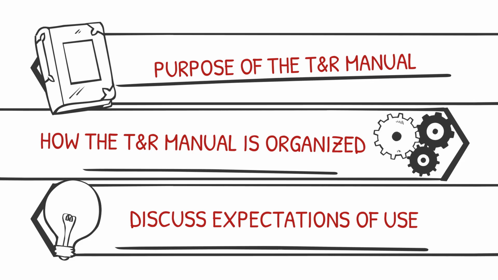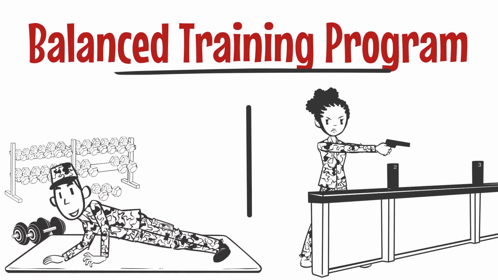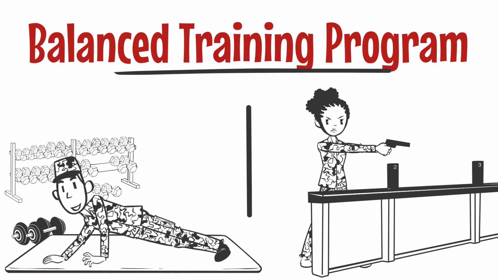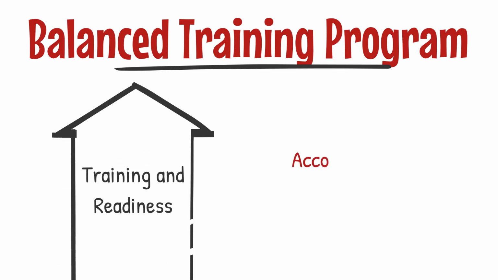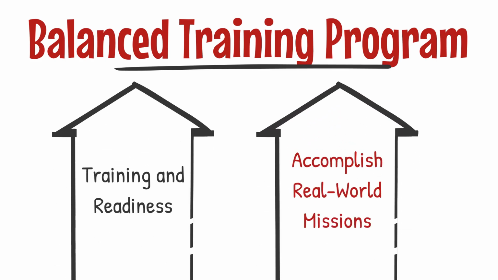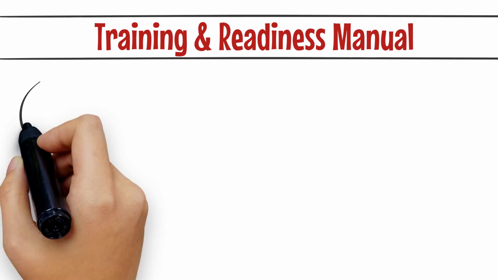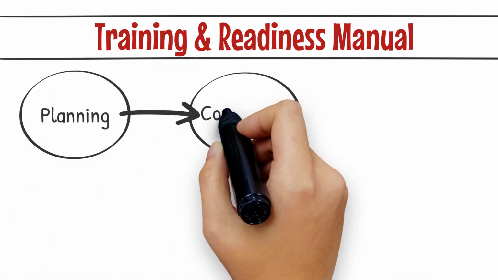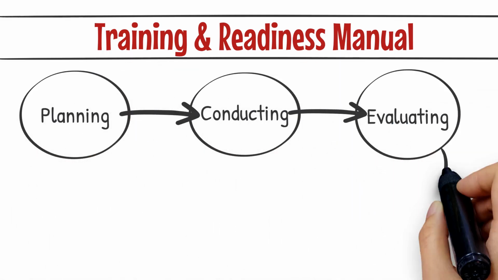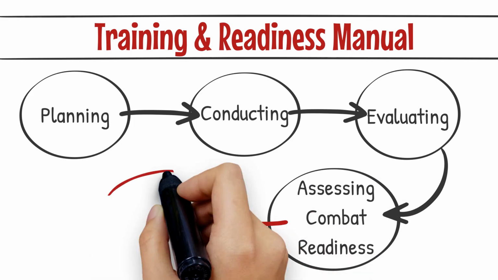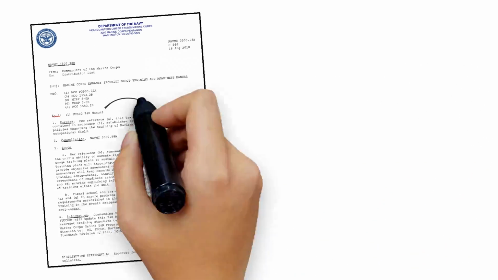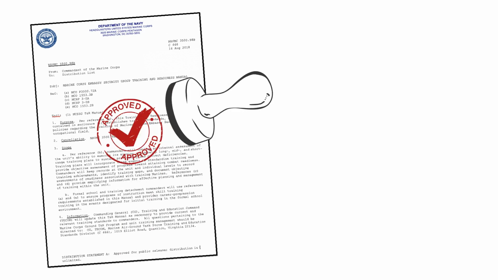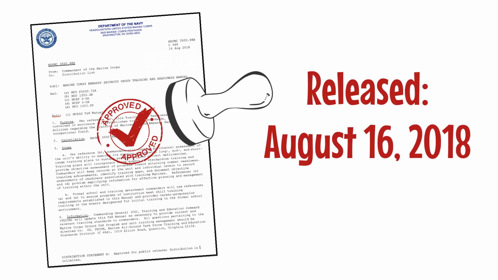optimize this tool. A balanced training program is the best strategy for preparing units for combat. As the unit's training and readiness level increases, so does its ability to accomplish real-world missions. The MCESG T&R Manual is the primary tool for planning, conducting, and evaluating training, and assessing a unit's combat readiness based on the training accomplished. The most recent T&R Manual was approved by TCOM and officially released on the 16th of August, 2018.